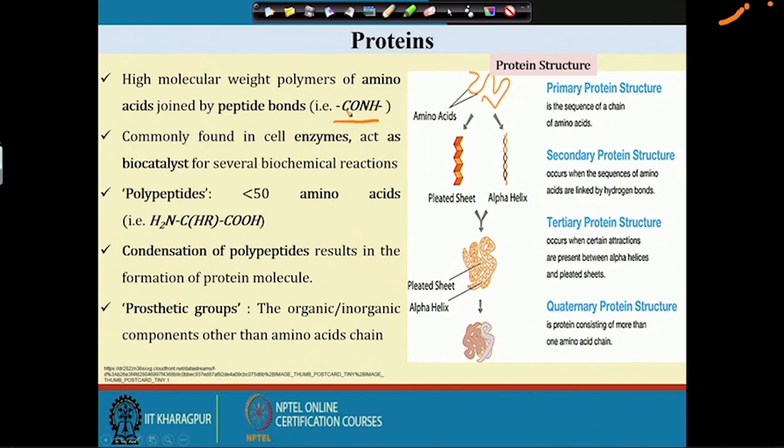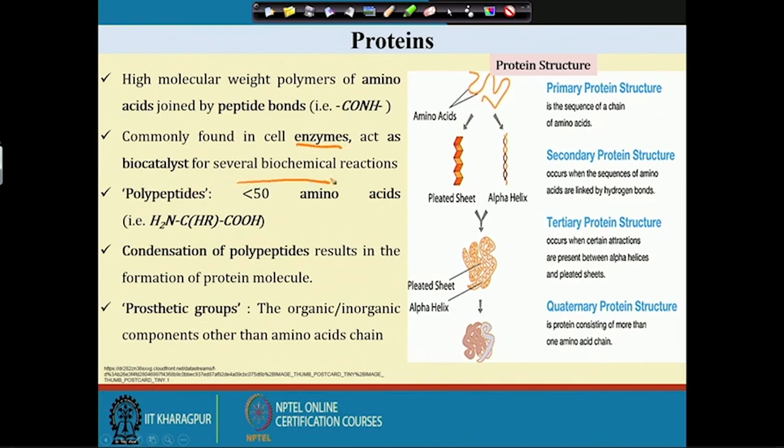It is a combination of ammonia and the carboxylic acid, that is, they form this CONH2. I can explain it like this. It is commonly found in all the enzymes that we have, and acts as a biocatalyst in several biochemical reactions.